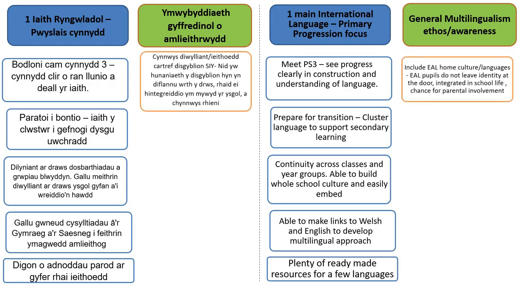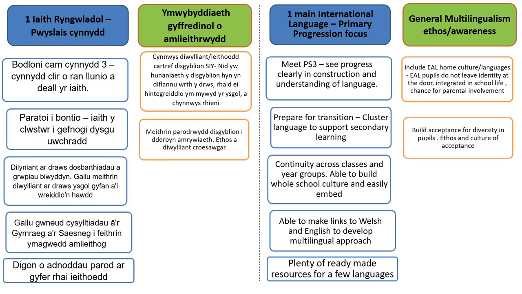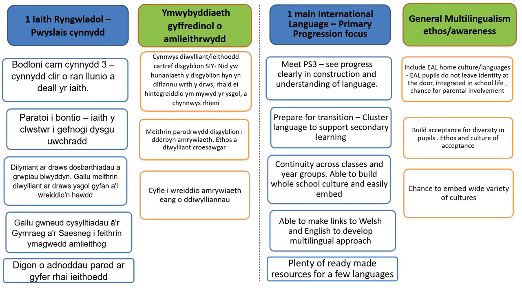If we're then also embedding this multilingual ethos and awareness throughout the school, we'll make sure that we're including our EAL pupils' languages, our English as an additional language learners. We'll not be leaving that identity at the door, but we'll be showing that your language is part of who you are. It's a chance for parental involvement. Get the parents in to do assemblies on their culture and language. It helps your children from an early age to build acceptance for the fact that pupils around them will be different, will have different cultures, might call their parents by a different word, might eat different things in their lunchbox. So we build that ethos of acceptance and celebration.